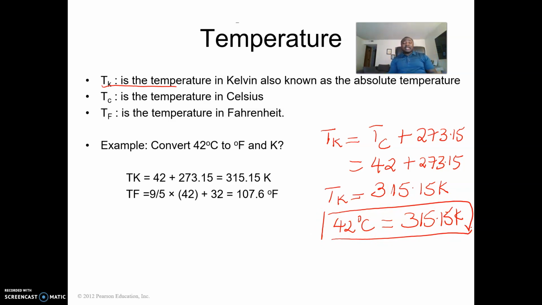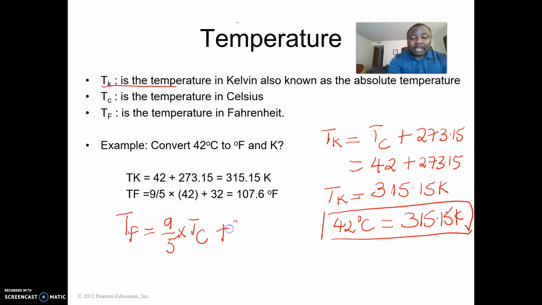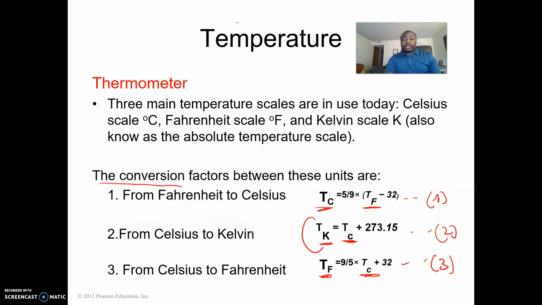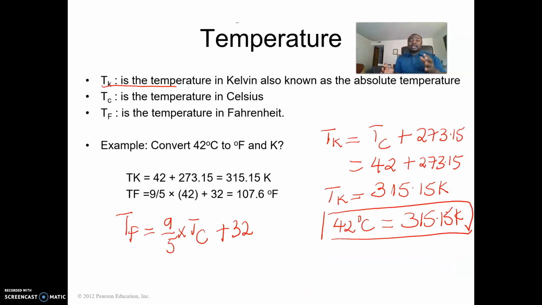Now the next question says that we should also convert 42 degrees Celsius to degrees Fahrenheit. Like I said, the first thing is writing down the equation. From the equation, to convert from degrees Celsius to degrees Fahrenheit, you multiply 9/5 by whatever temperature you are given in Celsius, and you add that to 32. If we go back, you'll see that this is equation 3 in the other slide. So using equation 3, let's see how we can move from degrees Celsius to degrees Fahrenheit.